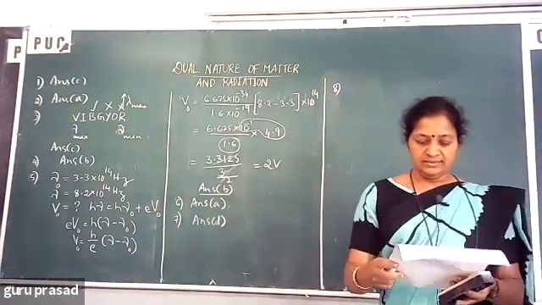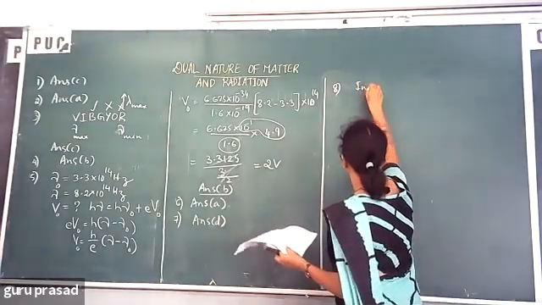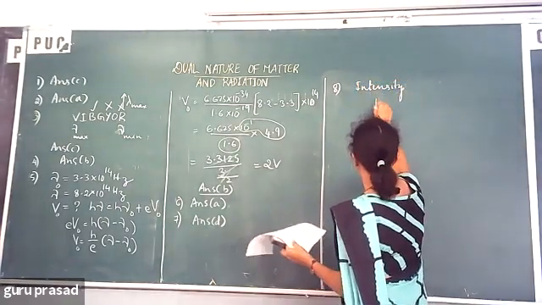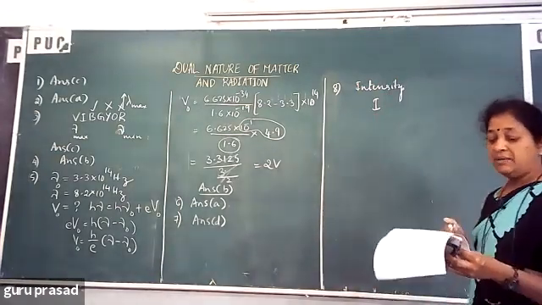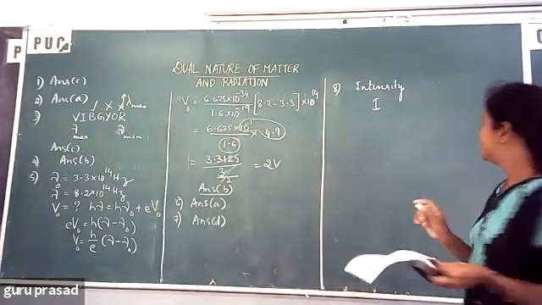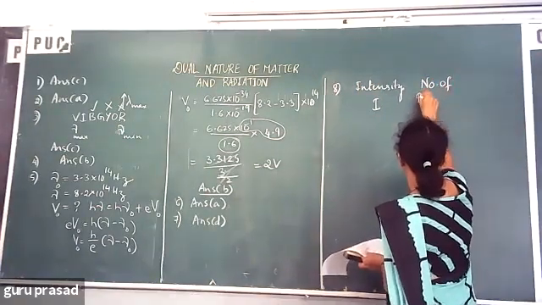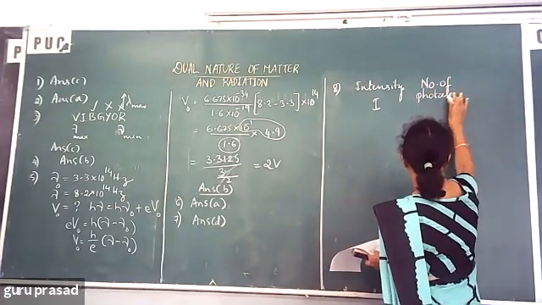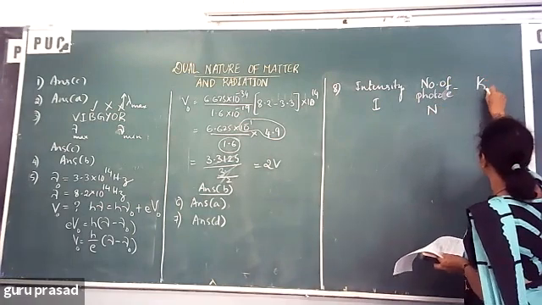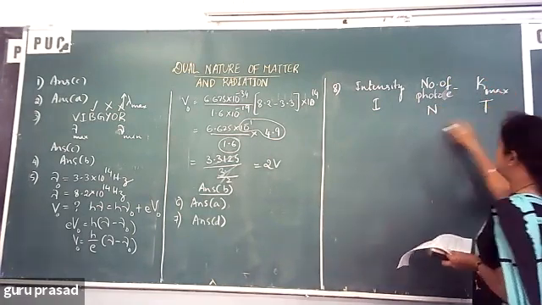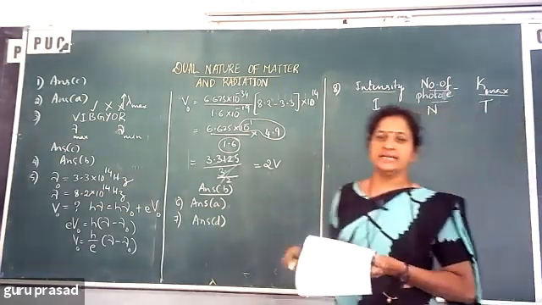Next, eighth one. When monochromatic radiation of intensity I falls on a metal surface, the number of photoelectrons and maximum kinetic energy are N and T. See here, the number of photoelectrons is represented by N. Maximum kinetic energy is represented by T. Intensity as I, number of photoelectrons as N, and maximum kinetic energy as T.